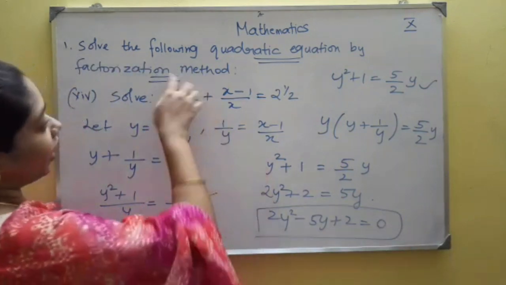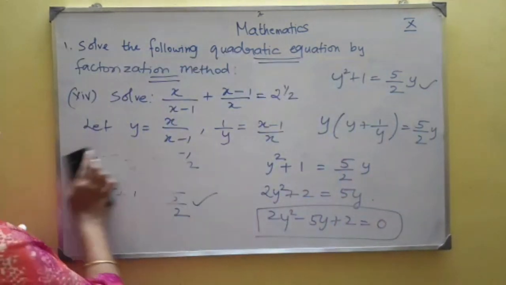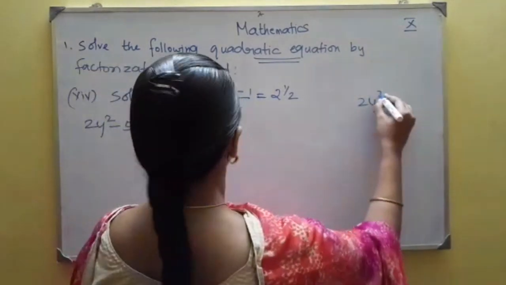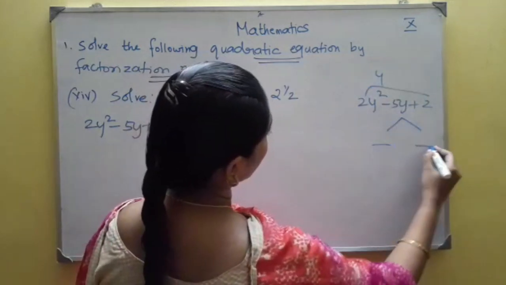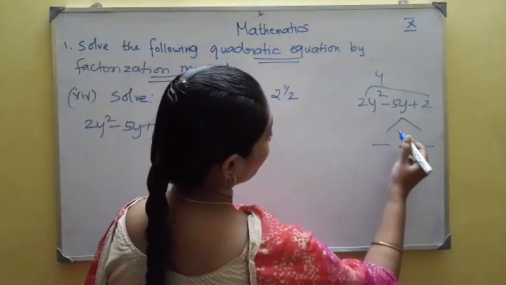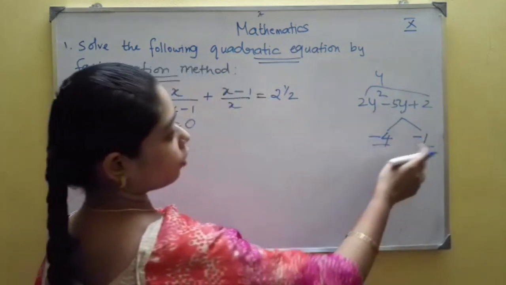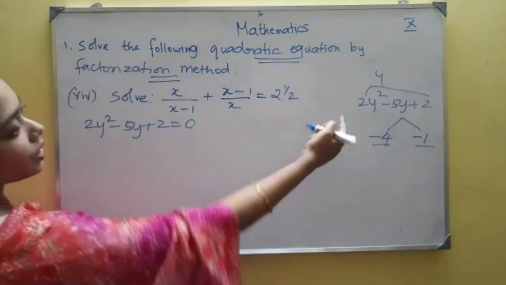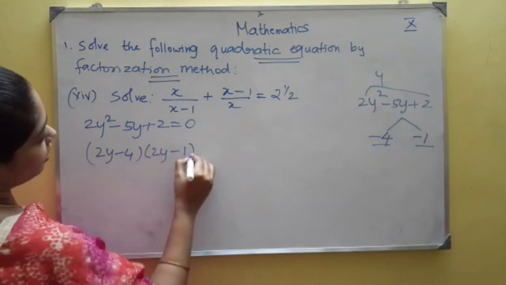Now you can use the factorization method. This is the quadratic equation which I get from the given expression, so I can do factorization now. 2 2s are 4. I want to find two numbers whose sum is minus 5 and whose product is 4. So minus 4 and minus 1: minus 4 minus 1 gives me minus 5, and the product gives me 4. The y square coefficient here is 2, so (2y minus 4)(2y minus 1) is equal to 0.